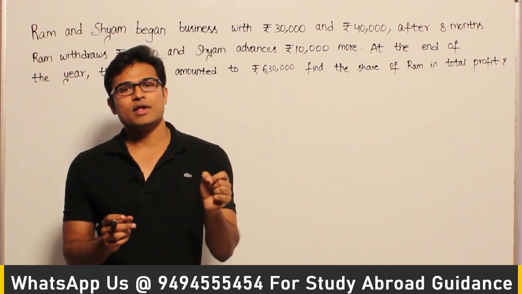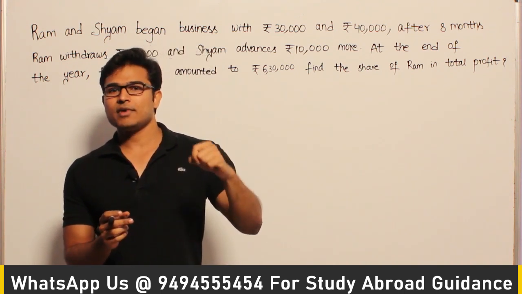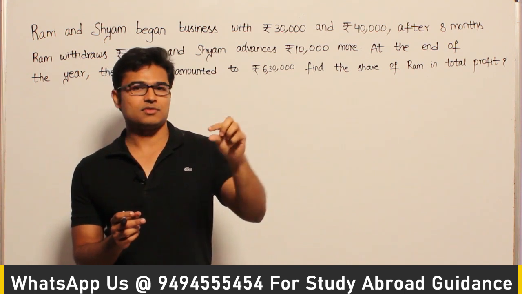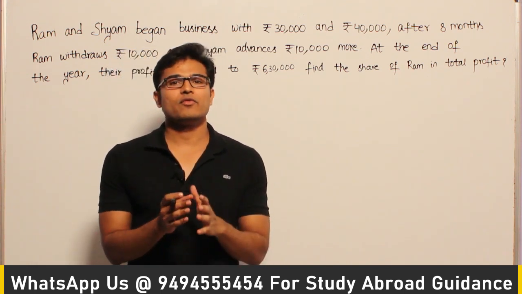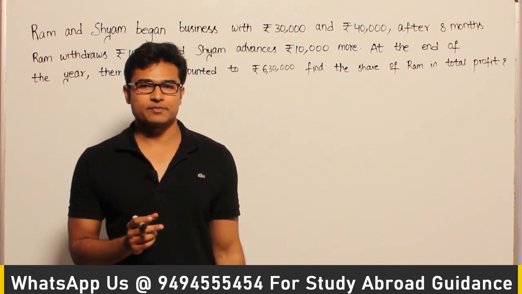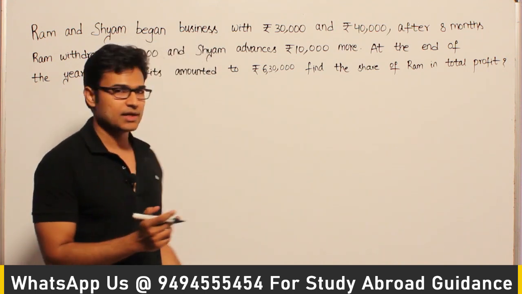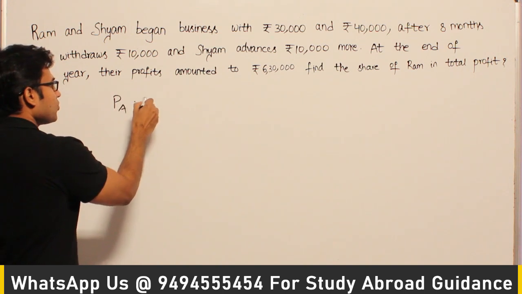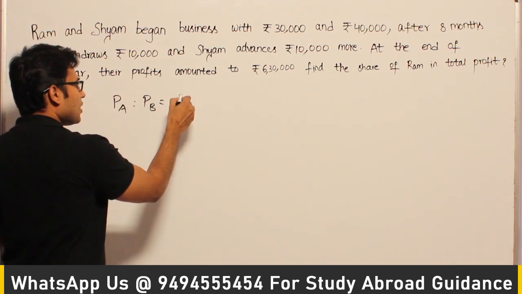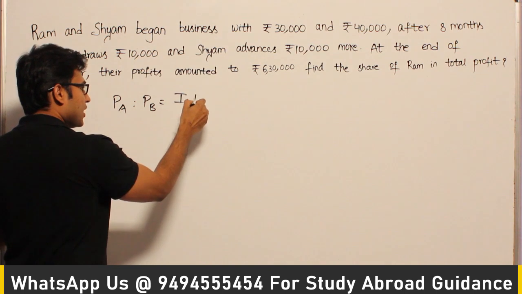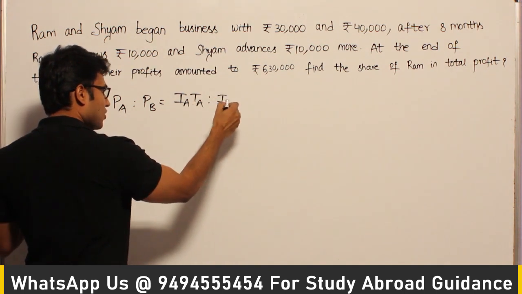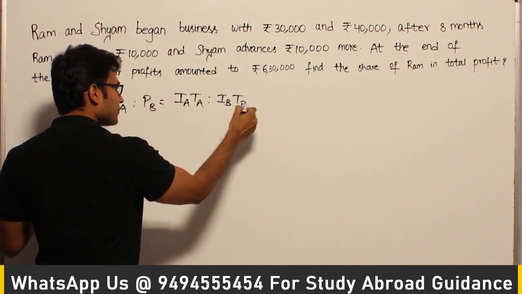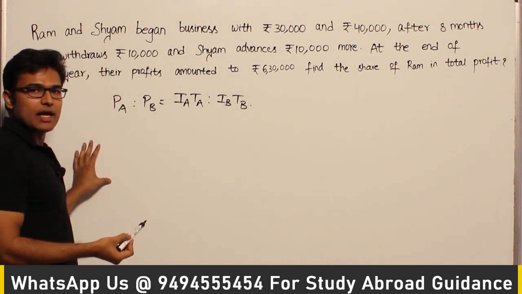But whenever you have certain investments for one time and certain investment for other time, then you have to slightly modify it. Now we have to find out the total contribution, right? So generally we have this profit of A is to profit of B equal to investment of A into time of investment of A is to investment of B into time of investment of B. This is what we know, right?